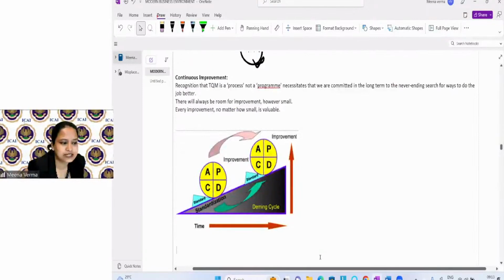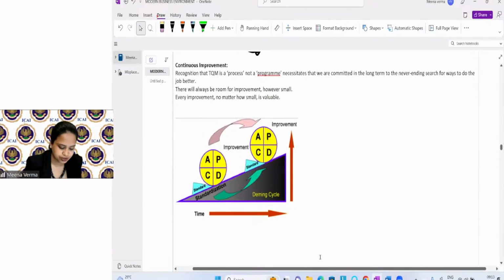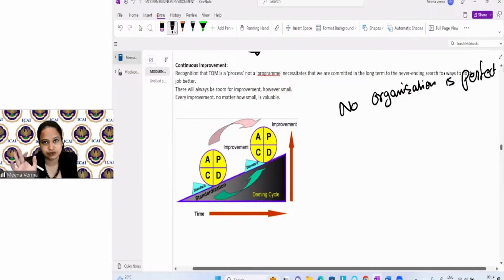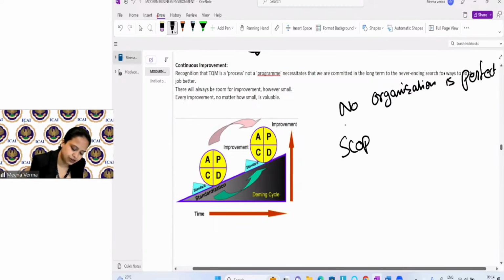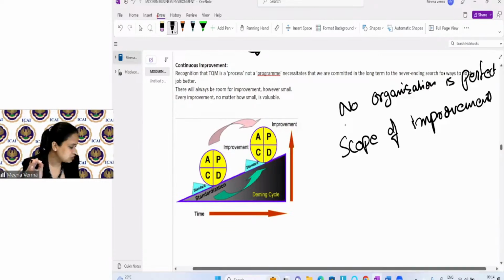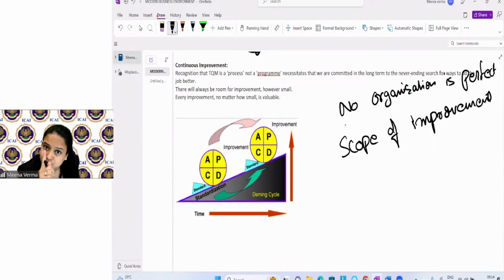Okay, next is continuous improvement. So third C is what? Continuous improvement. So we have just discussed no organization is perfect, right? None of the organizations is perfect. There is some flaw everywhere. And there is some scope of improvement everywhere. None of the organizations is perfect and the scope of improvement exists everywhere, and we should find that scope everywhere, right? We should always try to find, oh, where we can improve more. So this should be the attitude of the company.